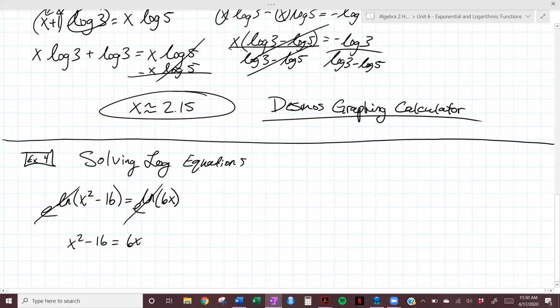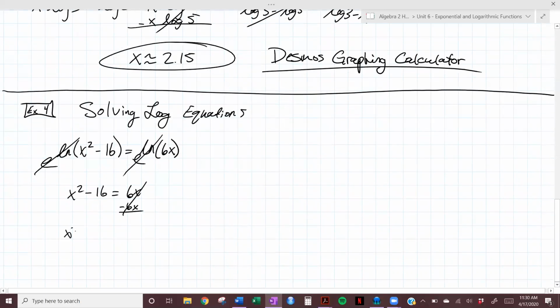Now we have a higher ordered term, so we need to move everything to the same side and set it equal to 0. So subtract 6x. This becomes x squared minus 6x minus 16 equals 0. See what that factors to. It factors to x minus 8 and x plus 2. So our solutions are x equals 8 or x equals -2.